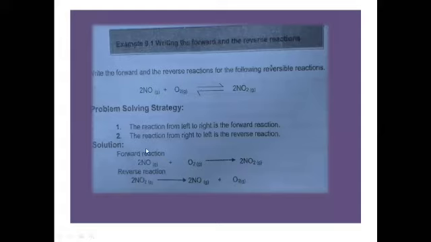So for the forward reaction, the reactants react together to give product, but for the reverse reaction, the product will react together and give back the reactants. So you can see these are the reactants and these two are the products in the reverse reaction.